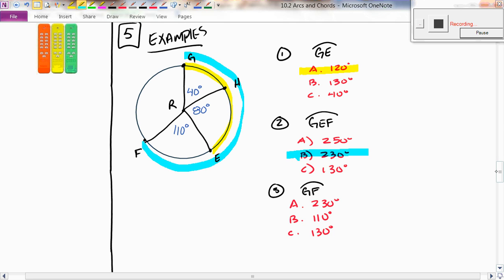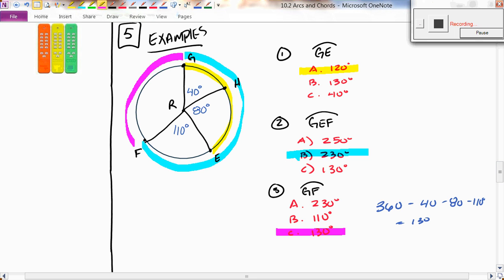Okay, and number 3, here we go. What would GF have to be? Cast your vote for GF. What would GF have to be? 30. So that one is definitely C for that one. Okay, here's the next example.